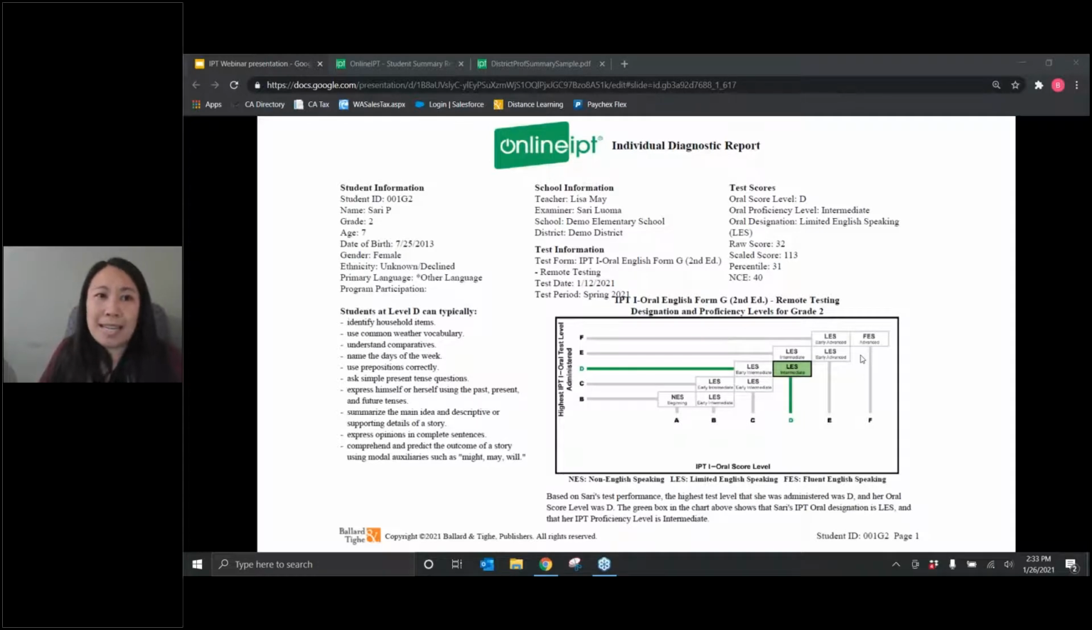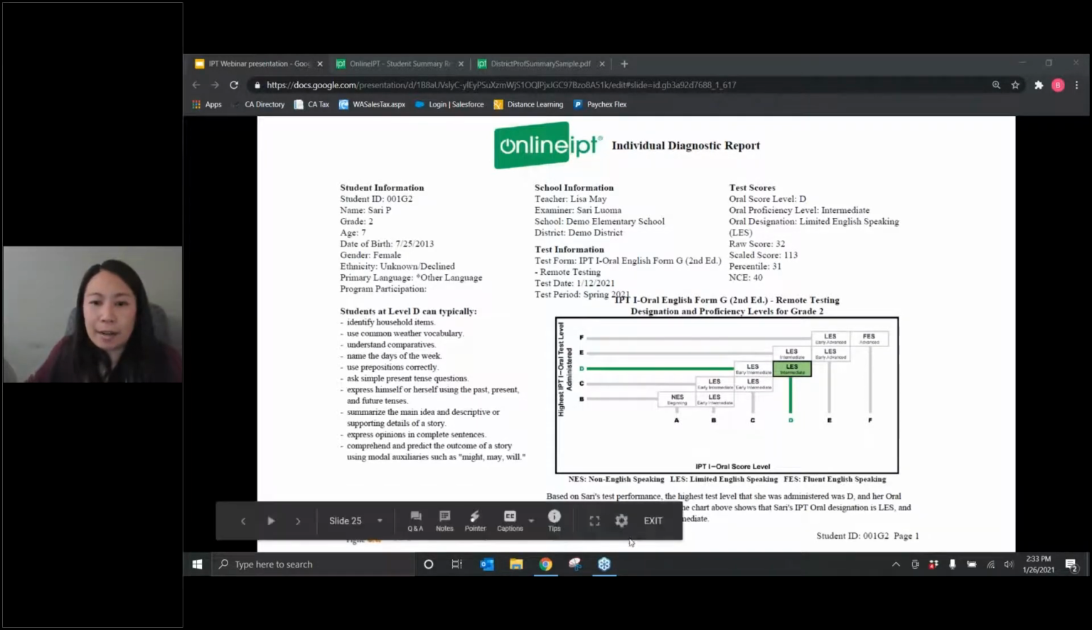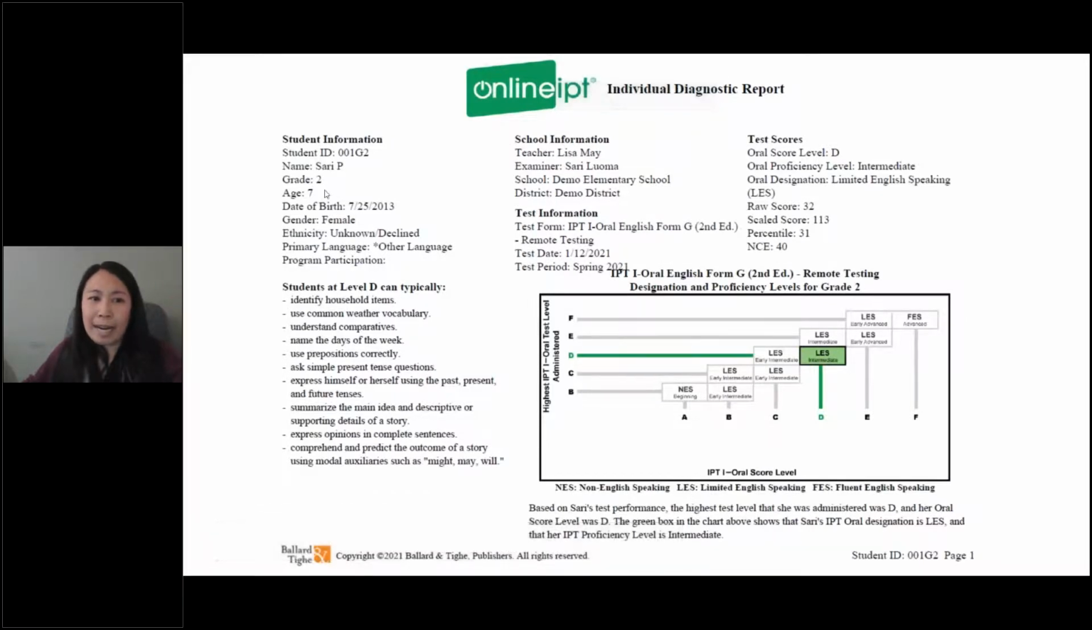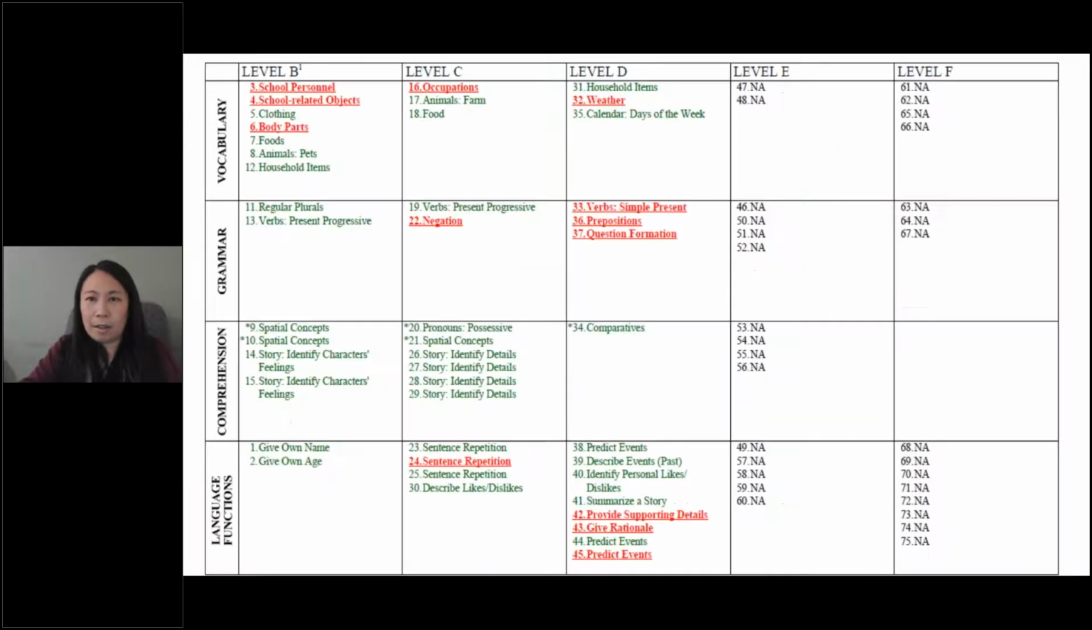So in the individual student diagnostic report, you're going to see here that it is, for the student, the grade, then you're going to have a level, A through F. Well, that doesn't mean a lot to a person who doesn't know this assessment very well, which is okay, because it's going to tell you it's the intermediate level and the designation of limited English speaking. But even more so, here is what a student at level D can typically do. So these are can-do descriptors. I know a lot of you do work with can-do descriptors, so here you'll see that on the report.